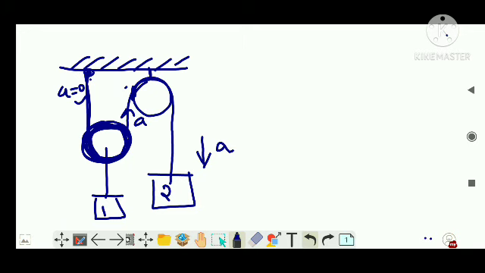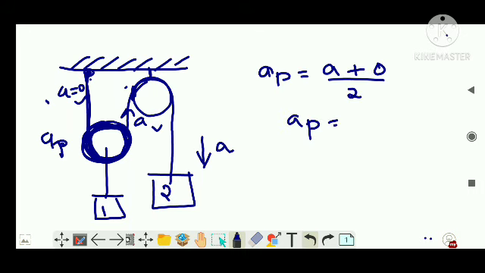So let's say AP is the acceleration of the pulley here. So acceleration of pulley is A1, let's say it is A, plus A2, that is 0, whole divided by 2, or acceleration of pulley is A by 2. That is, if the 2 kilogram weight is moving downwards with acceleration A, then the pulley will be moving with half of its acceleration. Or let's say if 2 kilogram is moving down with an acceleration 2A, so acceleration of the pulley will be 2A by 2, that is A.